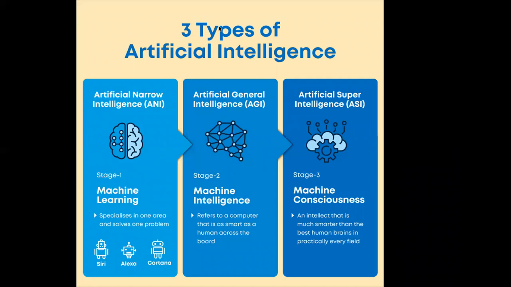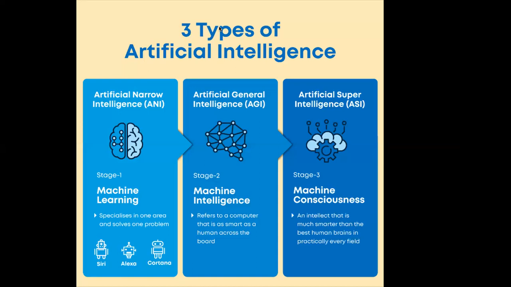So artificial intelligence is grouped into three. One, we have artificial narrow intelligence. That's stage one. It specializes in only one area and solves just one problem. Examples are Apple's Siri, Amazon's Alexa, Google Assistant, Microsoft Cortana, and your daily paraphrasing tools. They are all artificial intelligence.